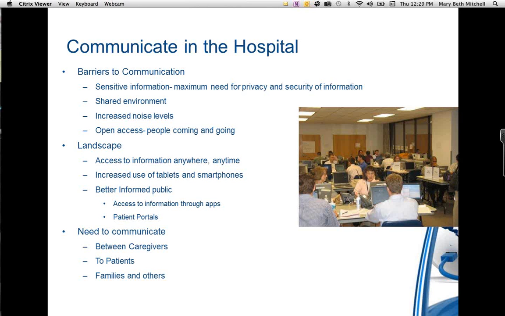And we're also seeing the advent of things like patient portals and internet access to different types of information that facilitate communication. So who is it we really need to communicate with? We need to communicate between caregivers, we need to communicate to our patients, and we need to communicate to families and others. And really IT is within that caregiver world, that really is people within the hospital environment.